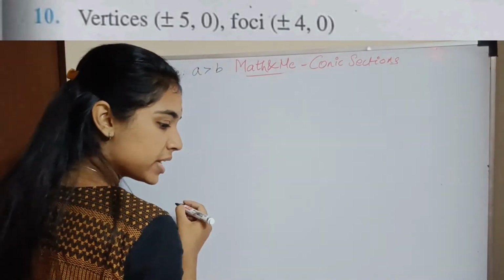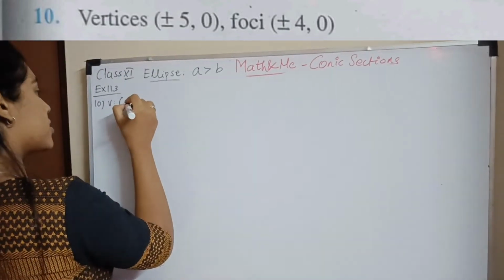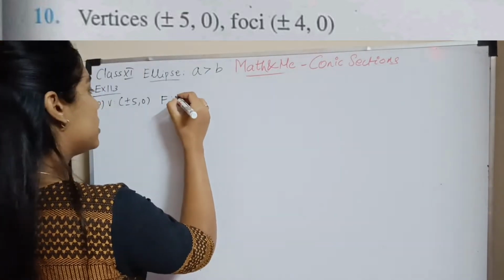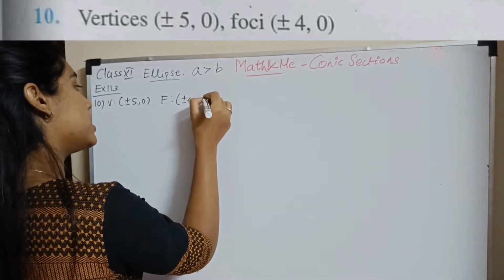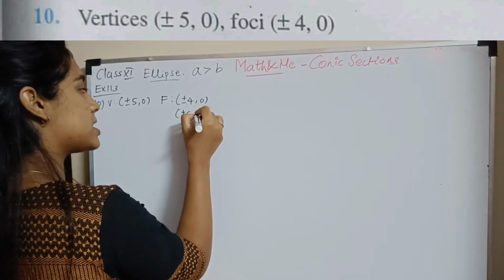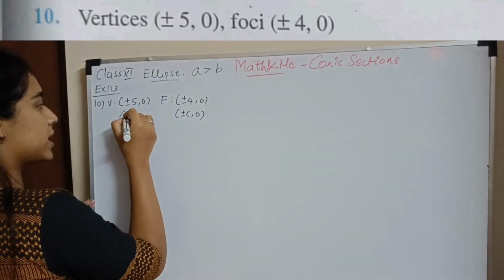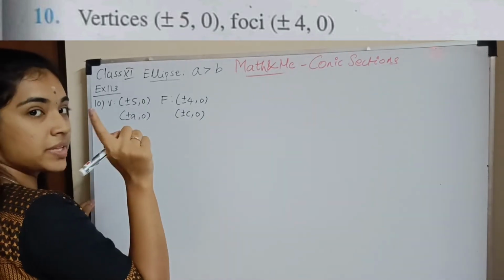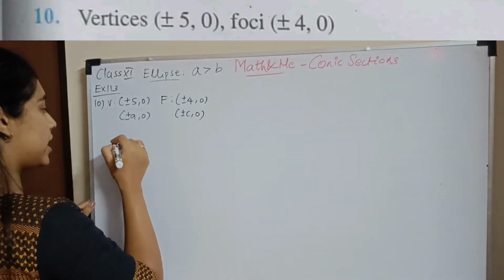Question number 10. Vertices are plus or minus 5, 0. Foci is given to be plus or minus 4, 0. So this is plus or minus c, 0. Then what is given? Plus or minus a, 0. A and c, they lie on the same axis. So they lie on the x-axis.